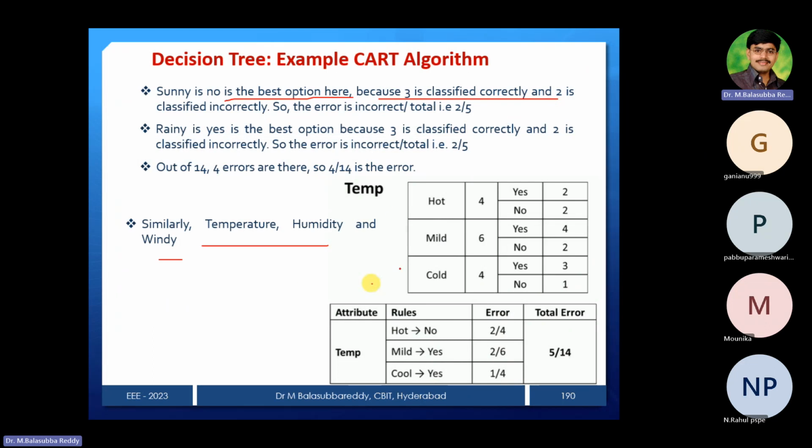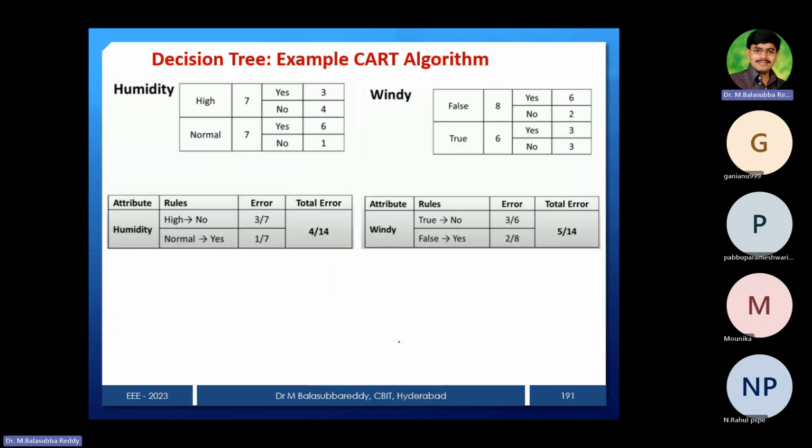So for temperature, what is the best option? Now without this table, you are able to answer these rules. What is the rule for hot? Which is the best? Because both are the same, you can take any one. Let me take it as no. And for mild, yes is the best option. And for cool, yes is the best option. These are the rules, then find the error.